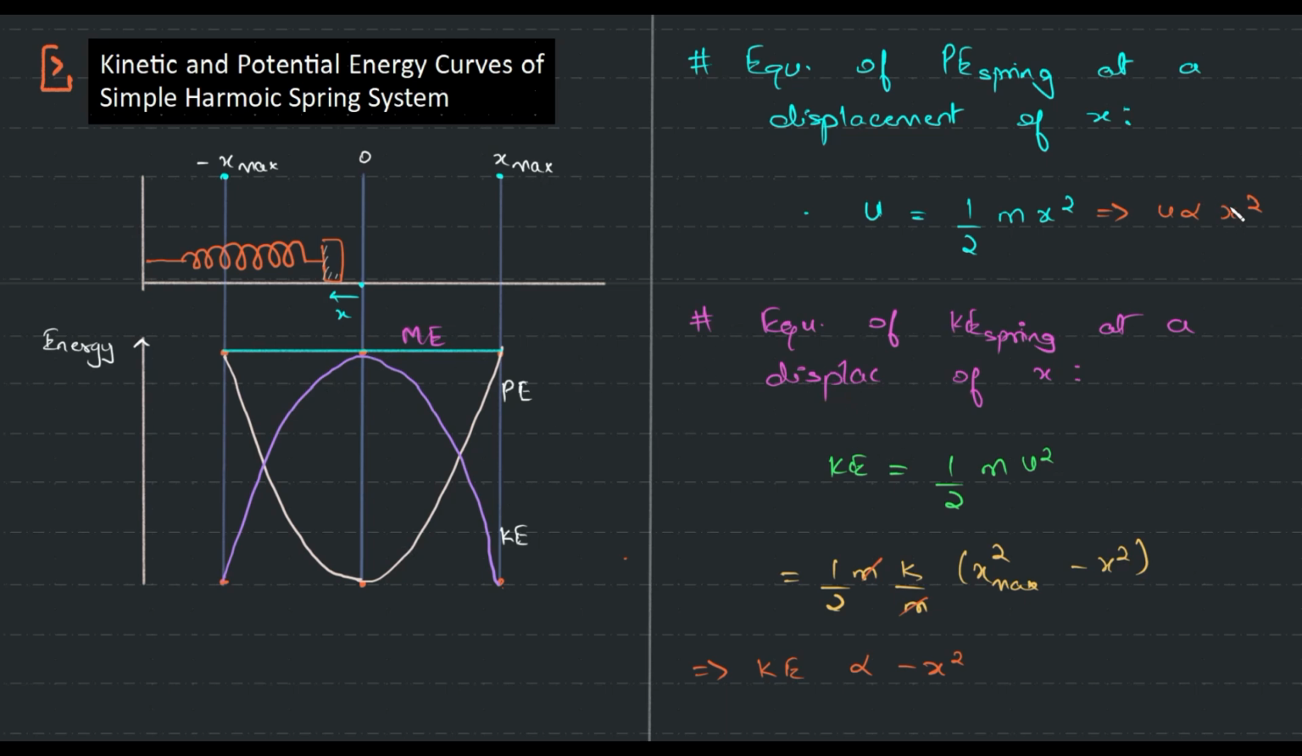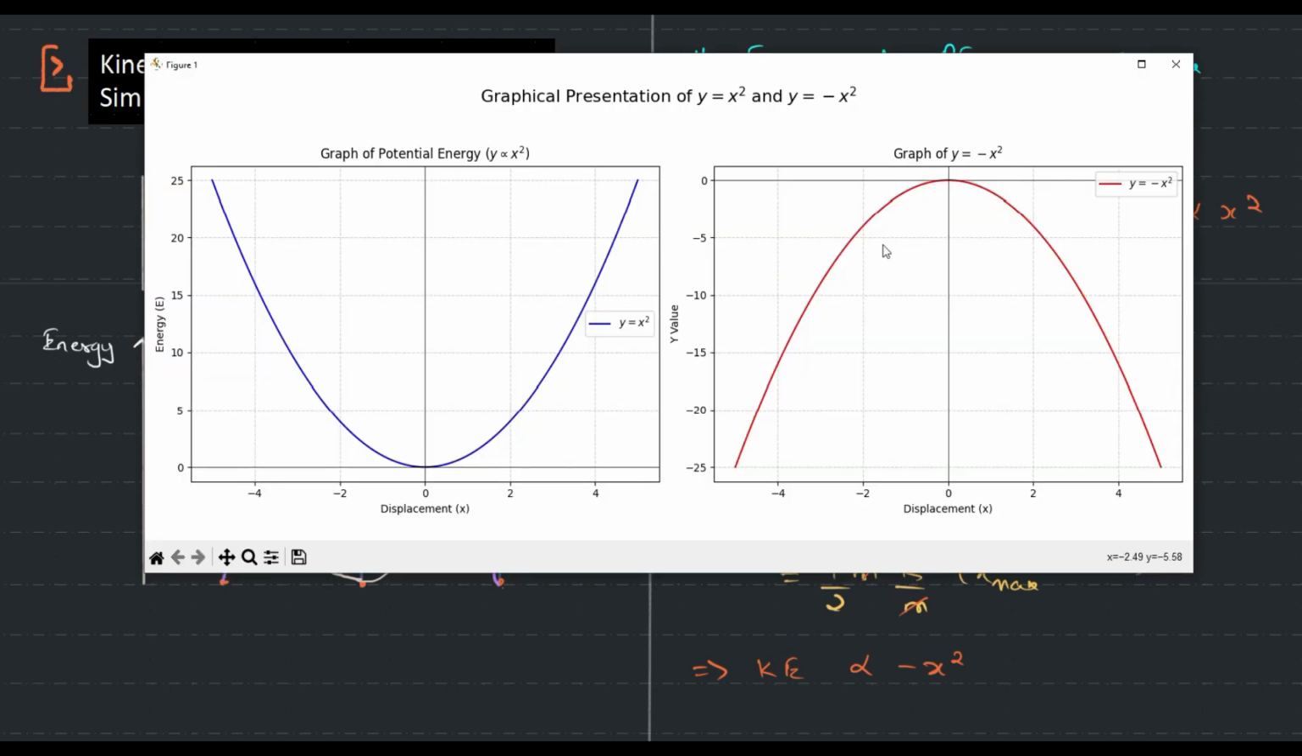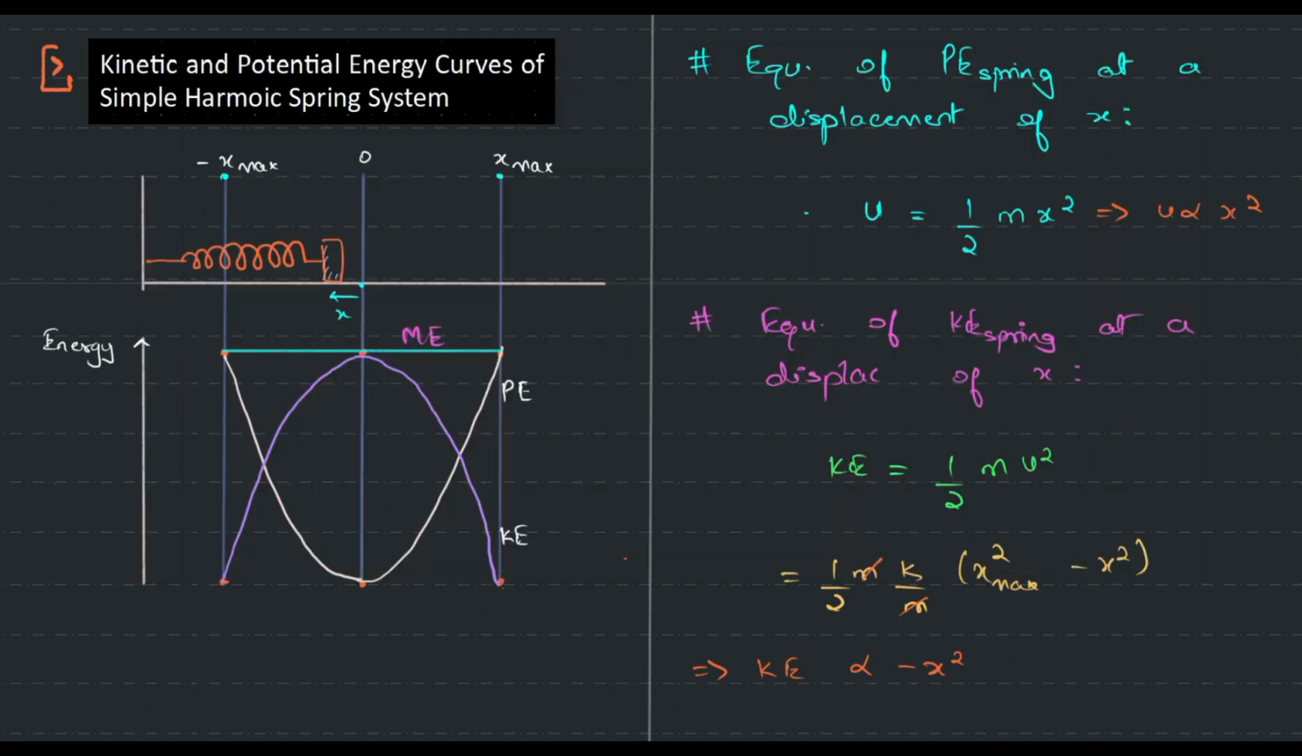Related to x square as well. Can you see that the x square potential energy is a smiley face, while your kinetic energy is a frowny face, and this comes from a simple plot of x square and minus x square on a graph. Okay, guys. So this is to do with your spring and the graphical representation of energy versus displacement. So this is your displacement.